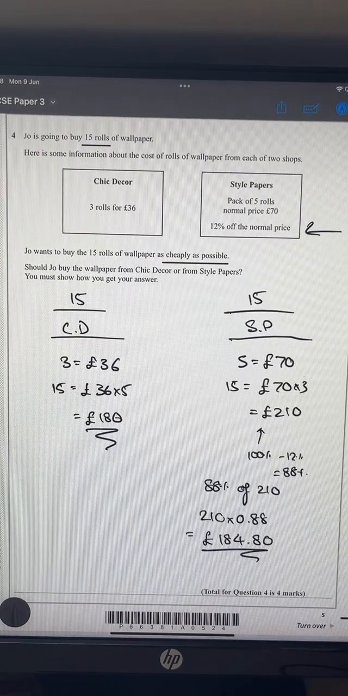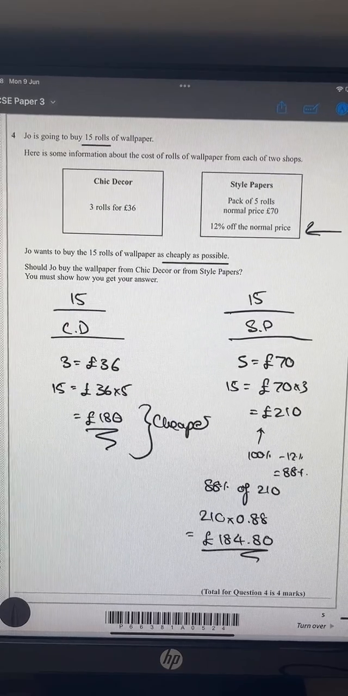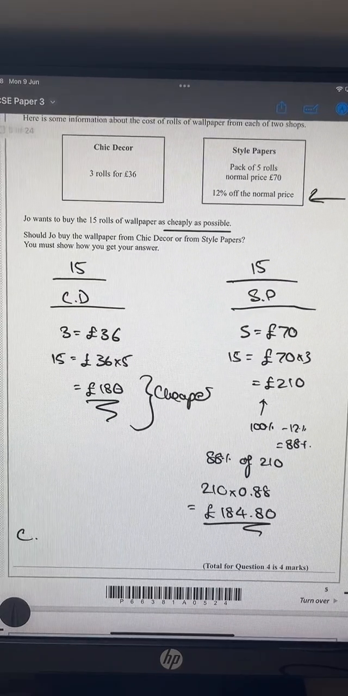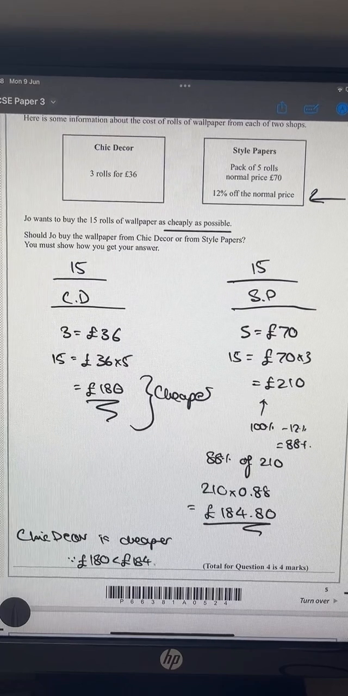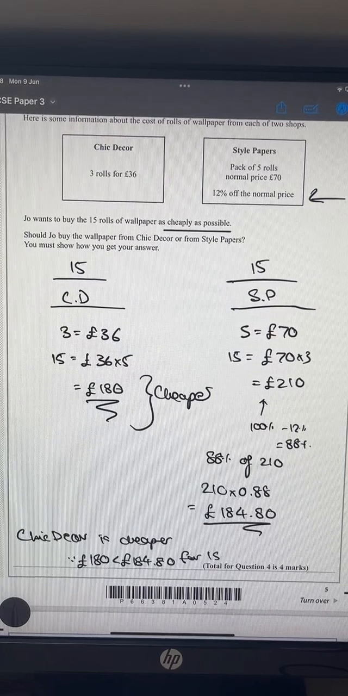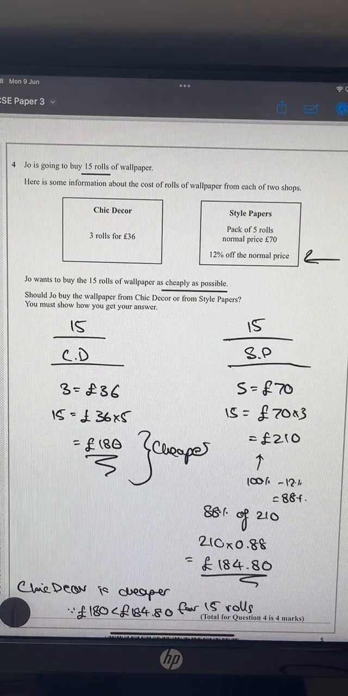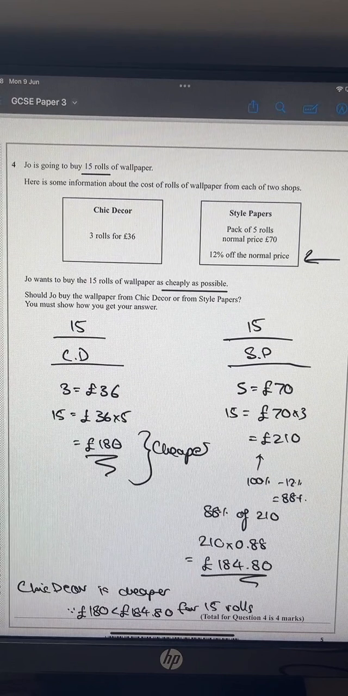So now let's answer the question, should she buy from Chic Decor or from Style Papers? Well, it's quite obvious that this is going to be the cheaper option. So then we just have to say that Chic Decor is cheaper. And let's just say why, because £180 is less than £184.80 for 15 rolls. And that's how you do this question. Hopefully that makes sense. I'm just going to stay on the screen for a few seconds and move on before I move on to question 5.